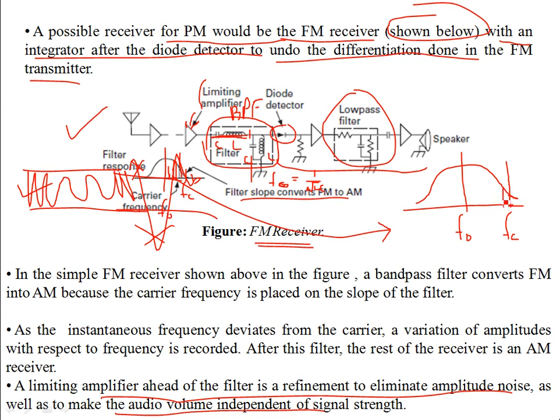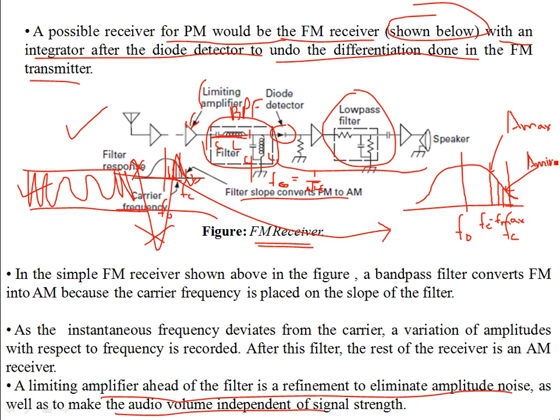For a frequency that is much lower than FC, if you have a maximum deviation from FC, let's call this FC minus F max. That's the maximum that you can go. That means the amplitude is high over here. Let's call this A max. And for a frequency that is close to the carrier, let's call this A minimum. That's how the response is. That's how this slope converts the FM signal into an AM signal.